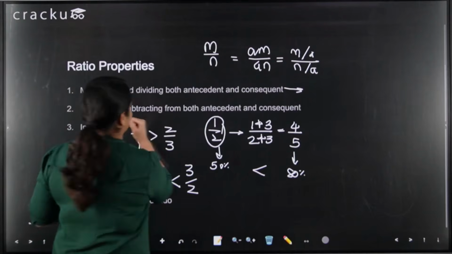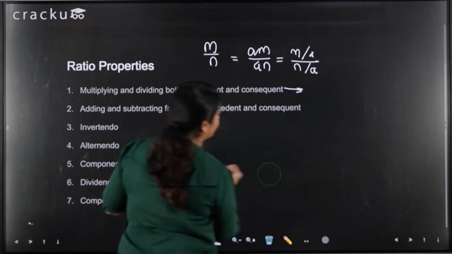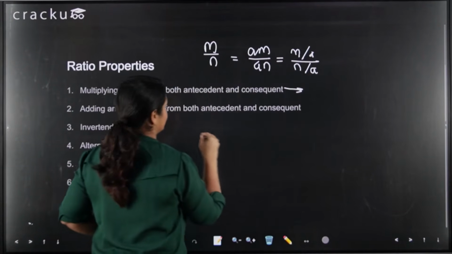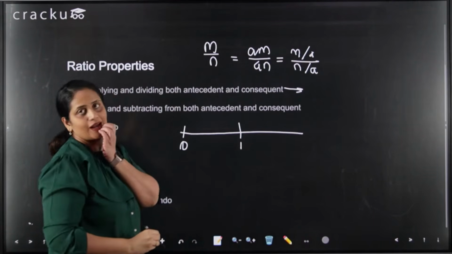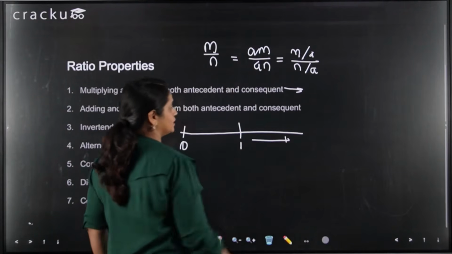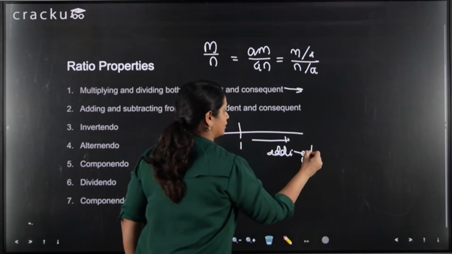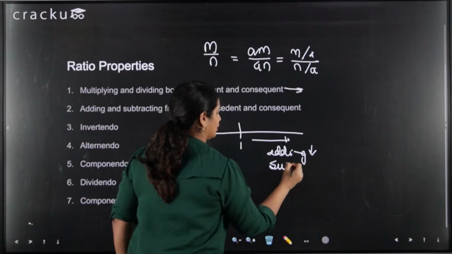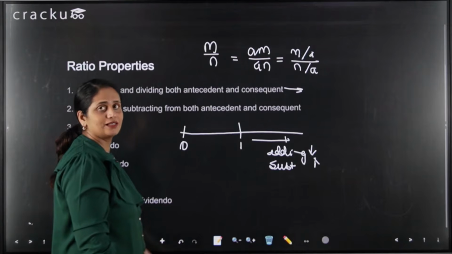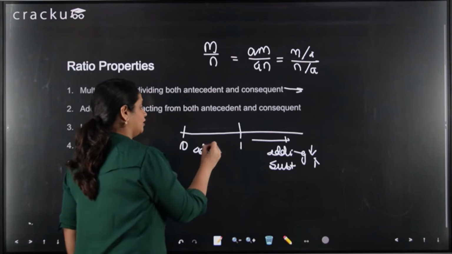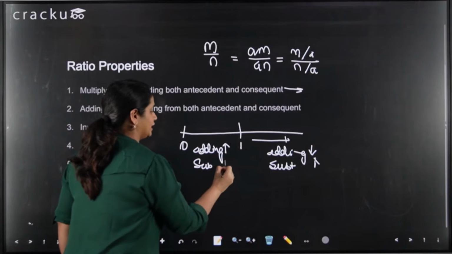So you can see it in this way, okay. If you see a number line, say this is the number line and this is 1, okay, this is 0. If your fraction is more than 1, adding will reduce the fraction. Subtracting values will increase the fraction. But if your fraction is less than 1, that is numerator is less than denominator, adding will increase the value. Subtracting will decrease the value.